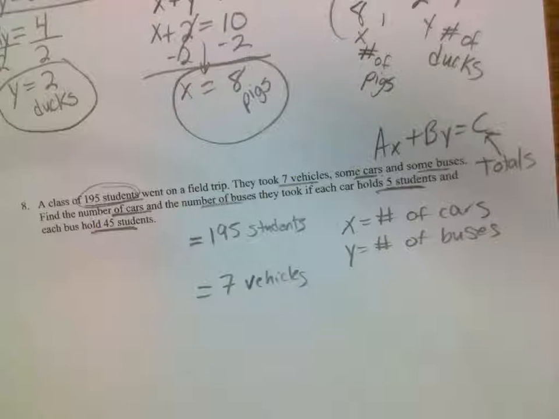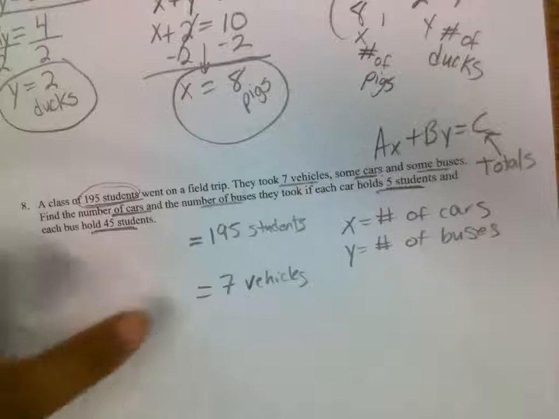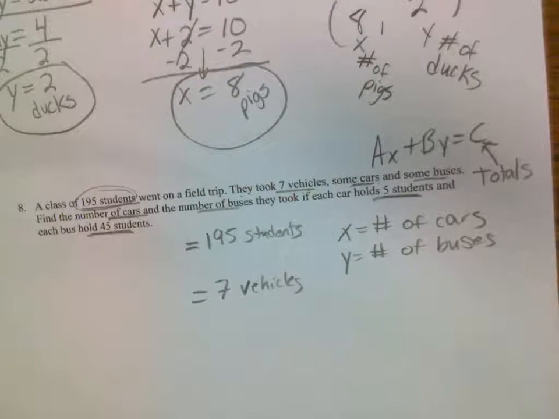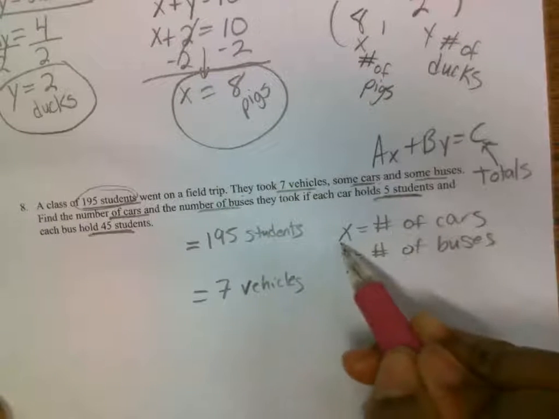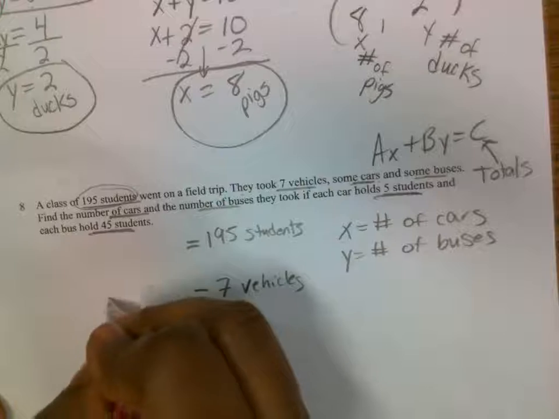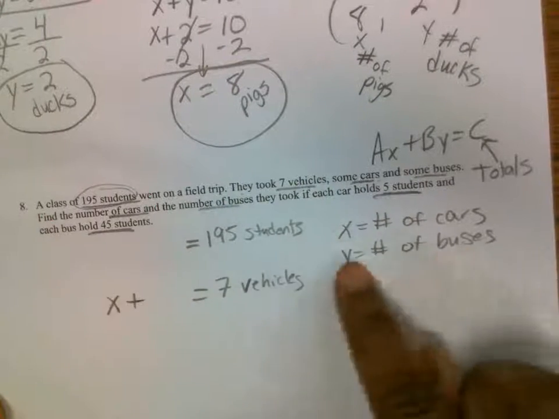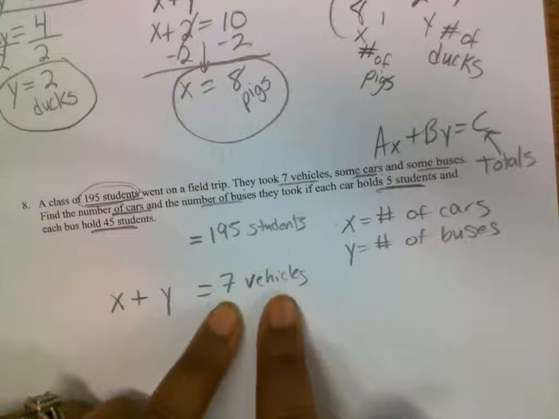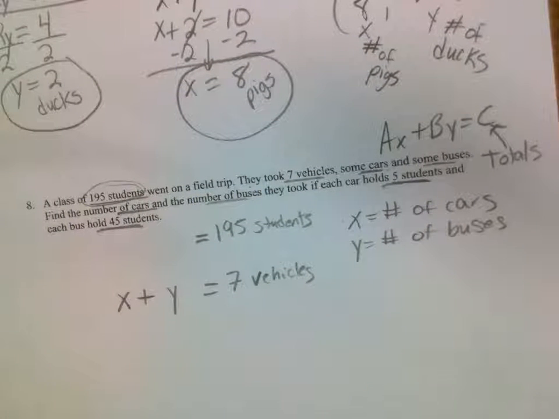Now we got to use the information that's given to write the equation. The easier one, of course, is the 7 vehicles. Some of them are cars and some of them are buses. I don't know how many are cars. I don't know how many are buses. So I'm going to say the number of cars, that's X, plus the number of buses, that's Y, is equal to a total of 7 vehicles. Any questions about how I got that equation? That was the easier one.